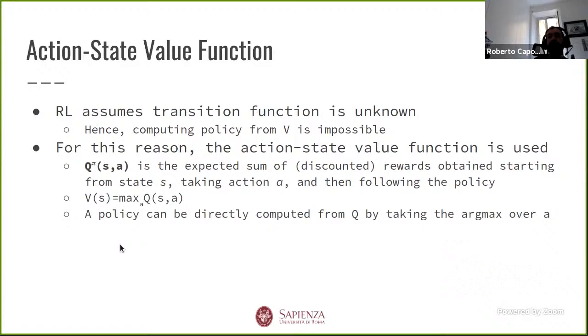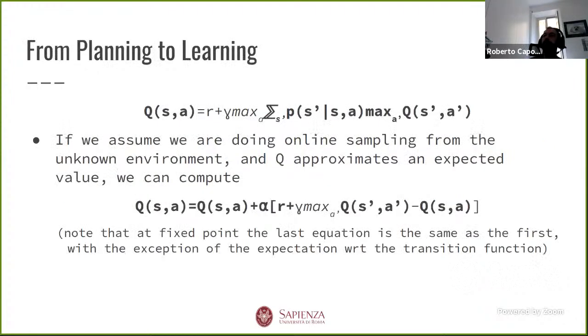Now, why do we prefer Q compared to V? It's very easy, because we can do an argmax over Q in order to know which is the action that is maximizing the value function. And so we can directly compute a policy from Q without knowing the transition function. And this is why in reinforcement learning, where, as I already said, we don't know the transition function, we typically prefer to use Q compared to V.